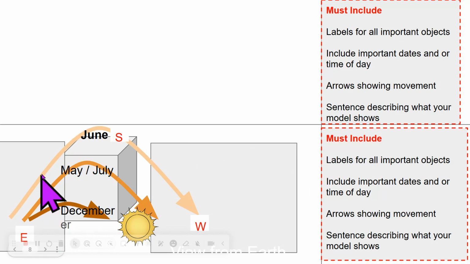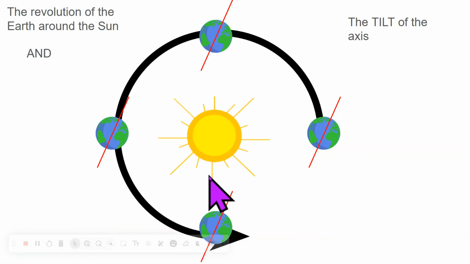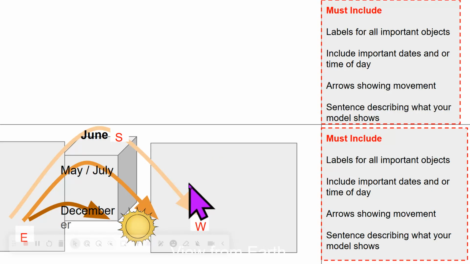And again, that's really going to be these arrows and the directions. I can label the buildings and stuff, but that's the directions. That's my view from Earth. And I'm going to give a sentence or two to describe it. Now I need my view from space. Again, need to label all important objects, include important dates or time of day, use arrows, and use a sentence.